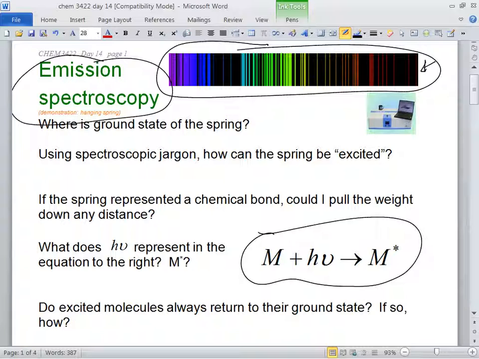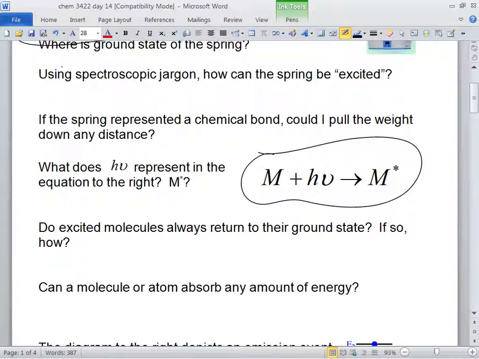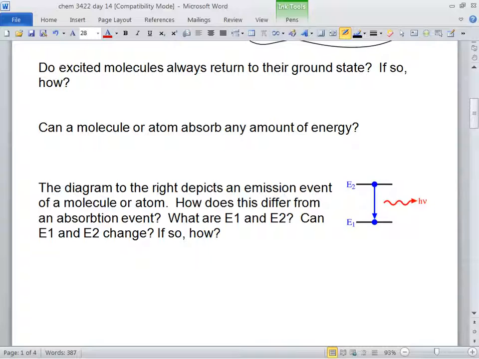How? That's what we're going to be talking about. There's going to be a number of different ways. Well, there's two. One way is going to be what? You have this M star, the excited molecule. How can it get back to its ground state? It could emit energy, emit a photon. Why not? Emit the same photon it just absorbed. It could do that.